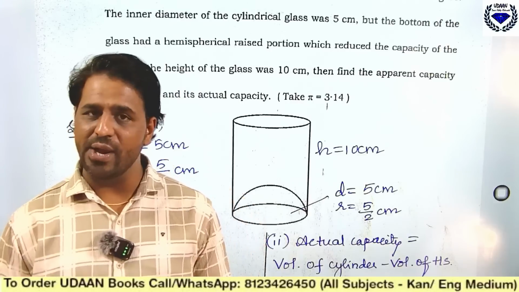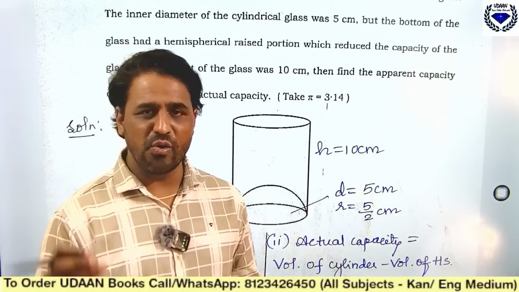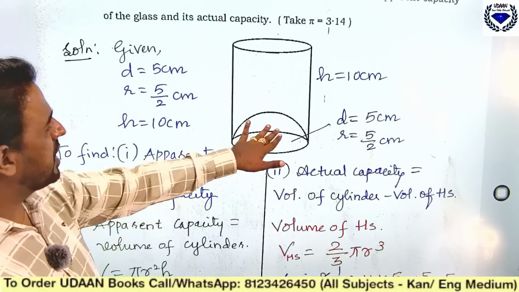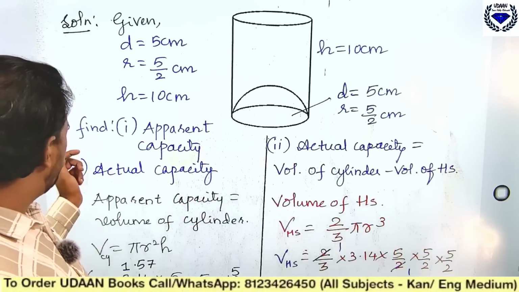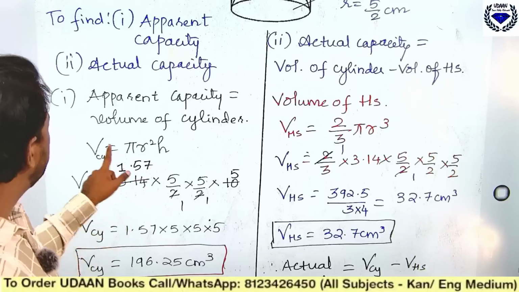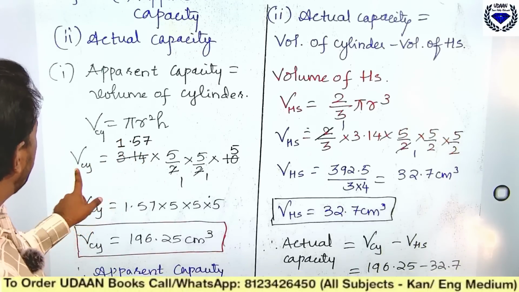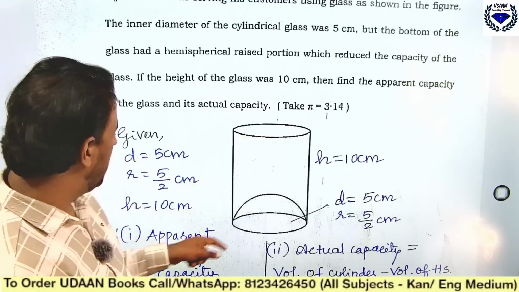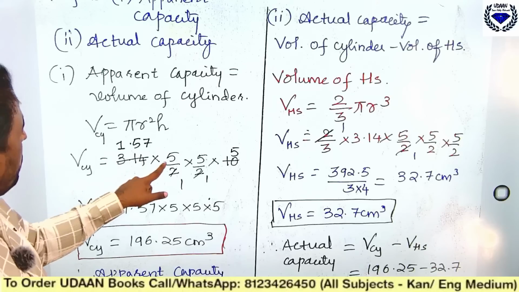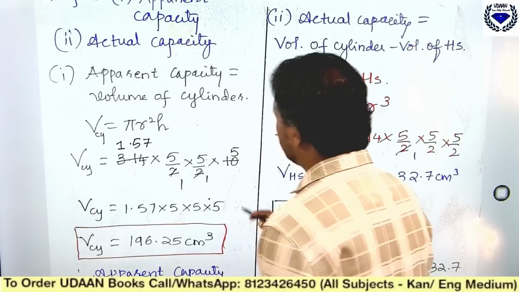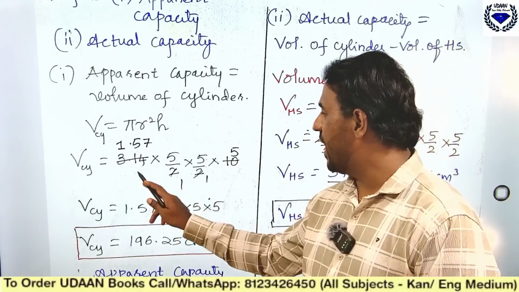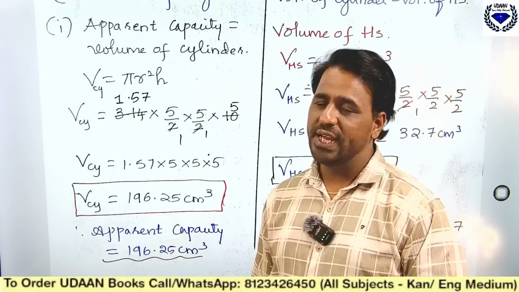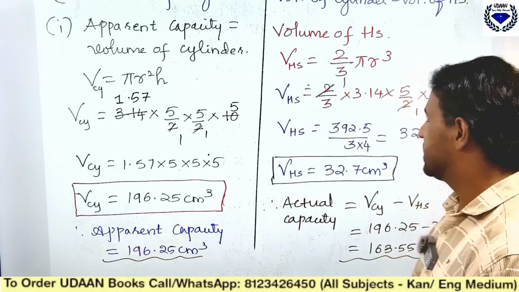Capacity means you should find what? Volume in this case. How much liquid it can accommodate. See, apparent capacity means without this. Okay, so apparent capacity means what? Volume of cylinder. Volume of cylinder is pi r square h. Pi you should take as 3.14 only. So 3.14, 5 by 2 into 5 by 2 into h. 1.57 multiply this. You will get 196.25 centimeter cube. So the apparent capacity is this much.